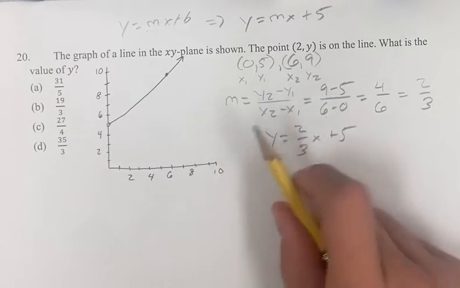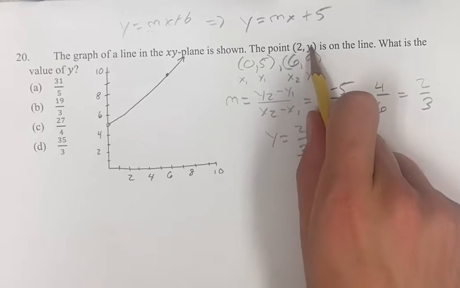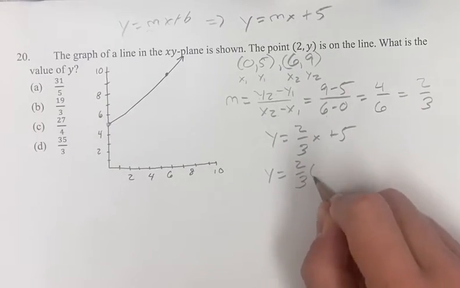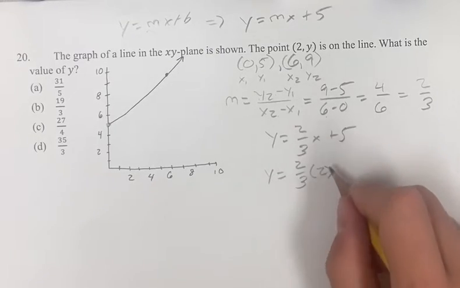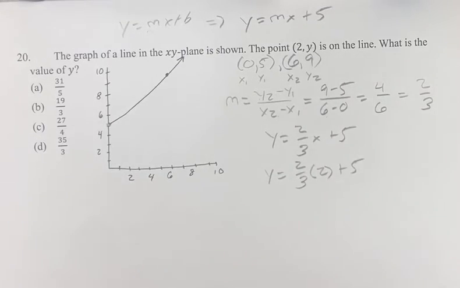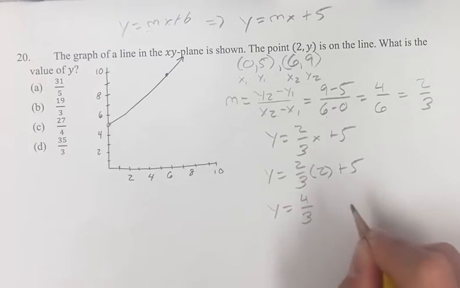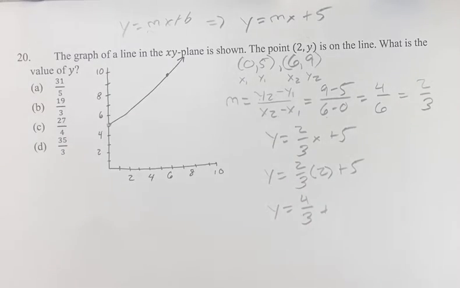Now we're looking for the point where x is equal to 2. We're going to try and find the y. So y is equal to 2/3 times 2, plugging in 2 for x, plus 5. So y is equal to 2 times 2 is 4 divided by 3, plus 5, and 5 plus 4/3 is not the easiest thing to add.